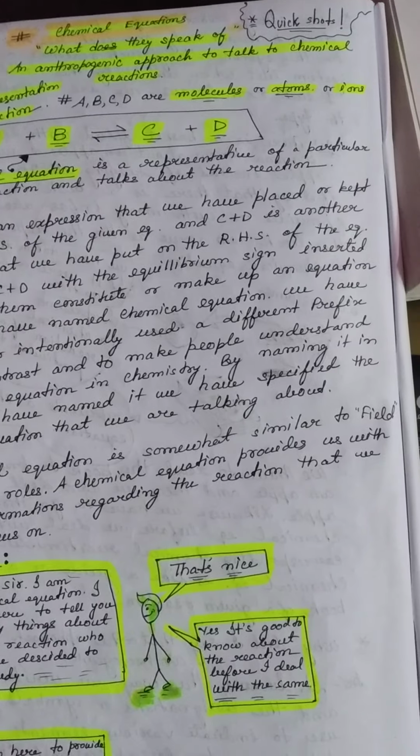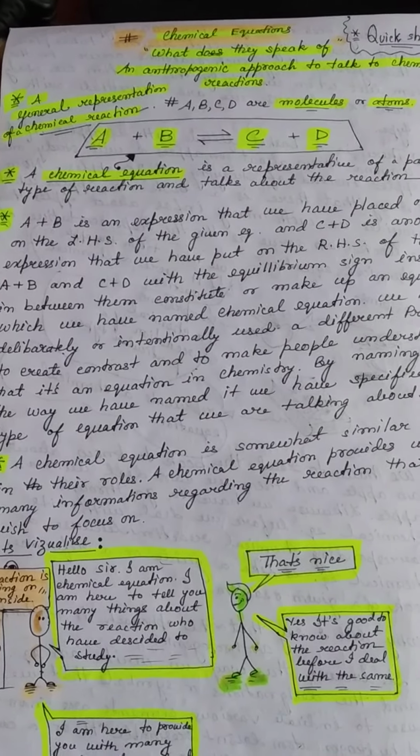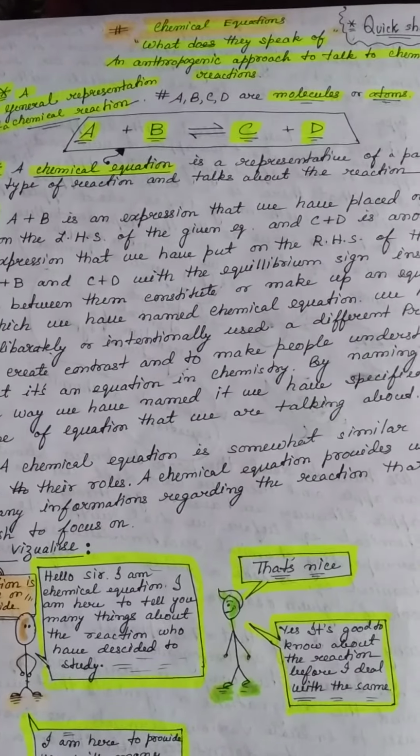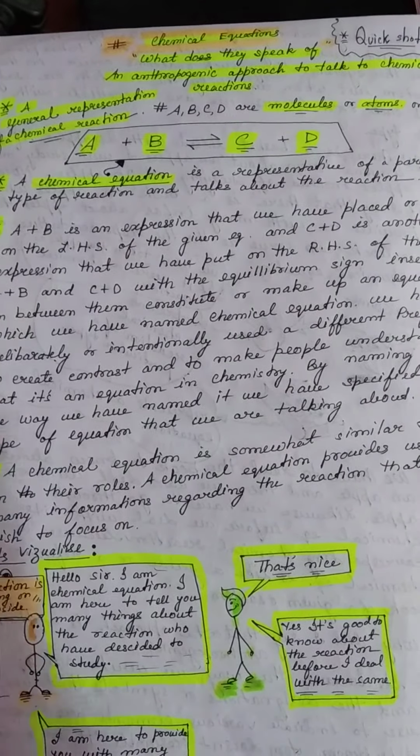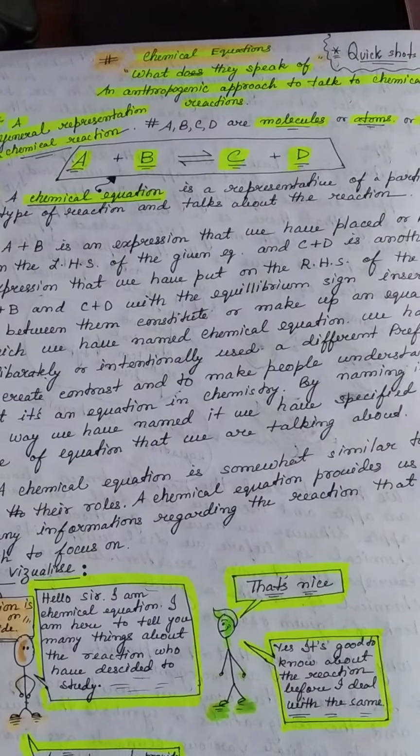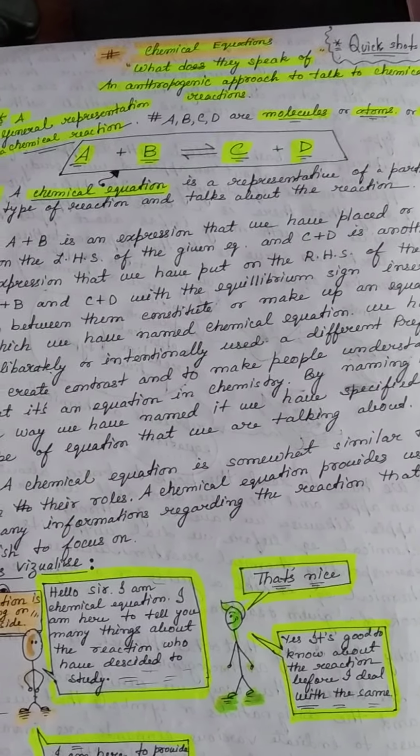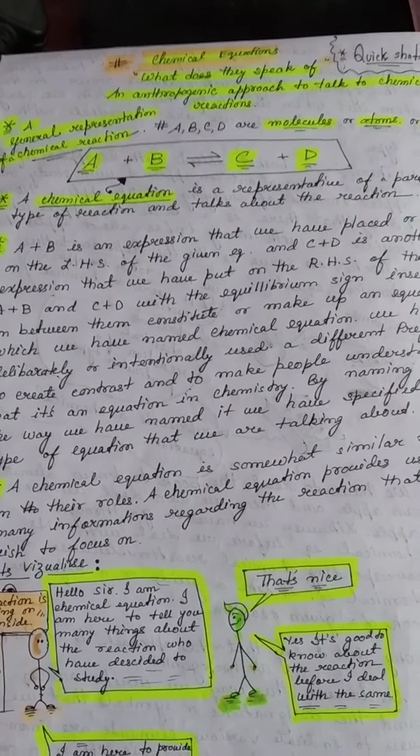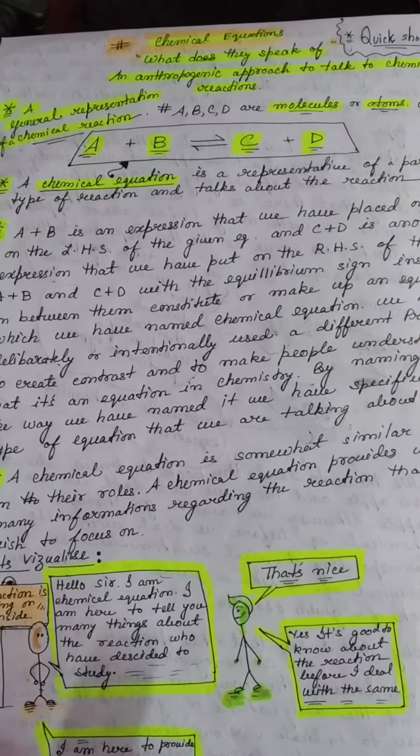Why? Because a chemical equation provides us with many necessary pieces of information regarding the reaction that we wish to focus on. For example, I want to study the above reaction, that is A plus B gives C plus D. Before studying this reaction, we need someone who will tell us a lot about it, so that we become familiarized with the reaction that we are going to deal with.